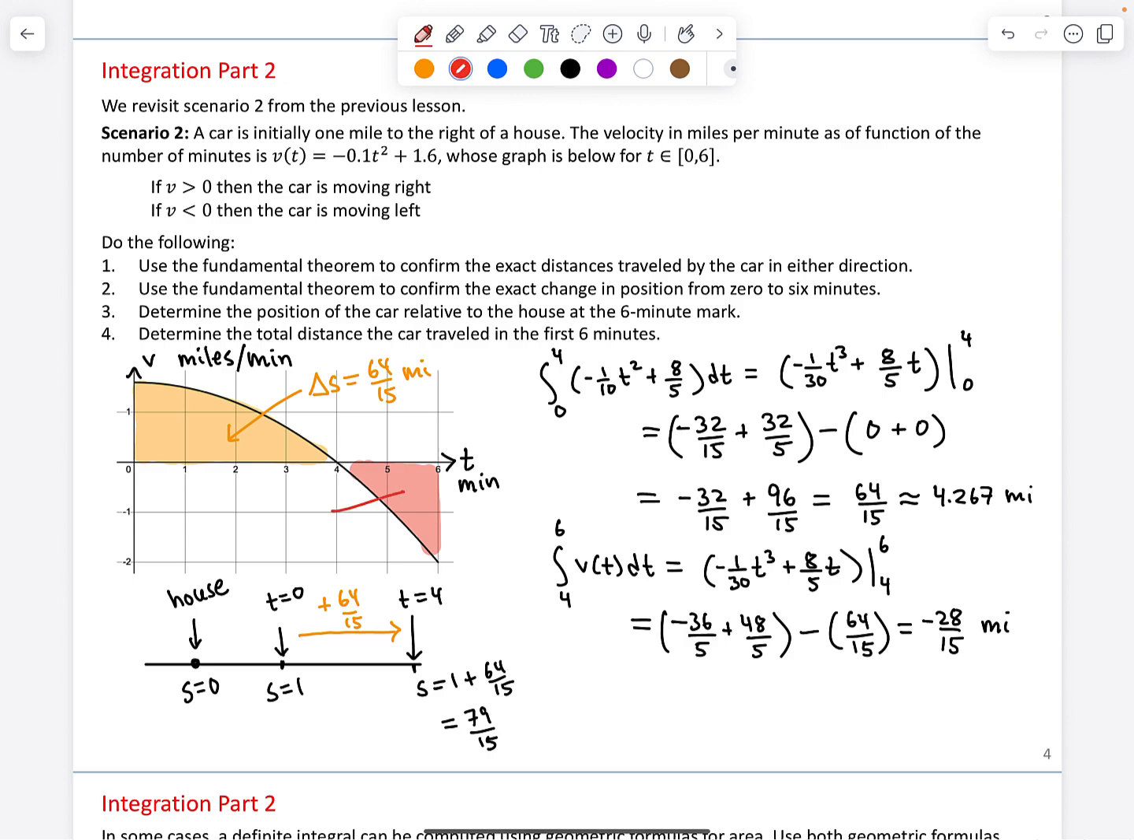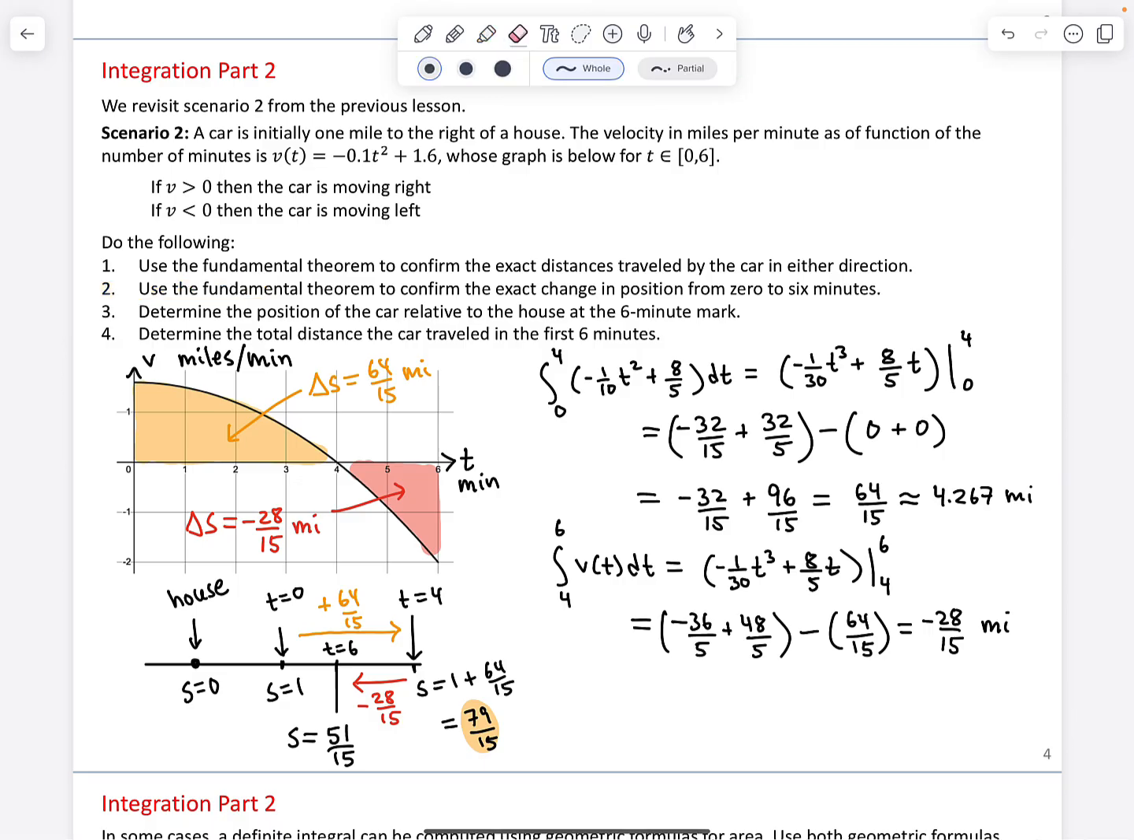This suggests that our delta S for this time interval is negative 28/15 miles, suggesting that we are now going to the left. S is decreasing by 28/15, putting me at a final location when t equals 6, and that location is S equals, and we take this position and then subtract 28/15. That gives me 51/15. And this would be the position of the car at the 6-minute mark, still to the right of the house.